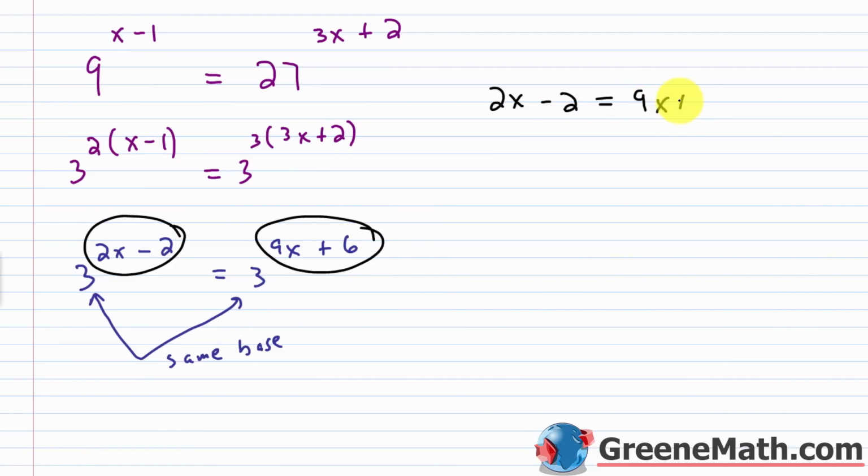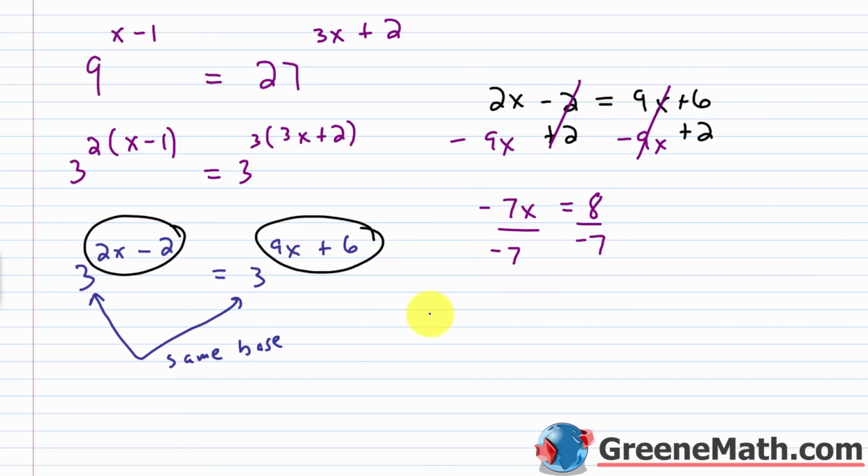Add 2 to each side of the equation. That'll cancel. Subtract 9x away from each side of the equation. That'll cancel. So 2x minus 9x is negative 7x. This equals 6 plus 2, which is 8. Divide both sides of the equation by negative 7. We'll have that x is equal to negative 8 sevenths. Or in solution set notation, we just put negative 8 sevenths inside of set braces.